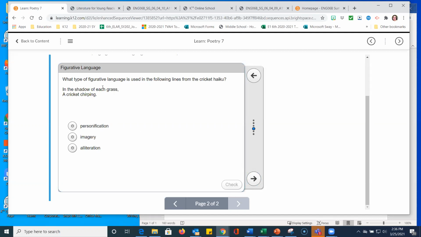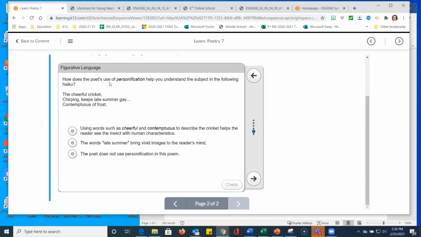Question 4. What type of figurative language is used in the following lines from the cricket haiku? In the shadow of each grass, a cricket chirping. A, personification. B, imagery. C, alliteration. Click on your answer, check your answer, copy and paste your question, correct answer, and explanation into your review document.